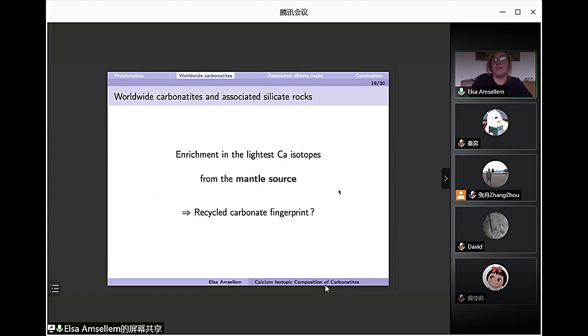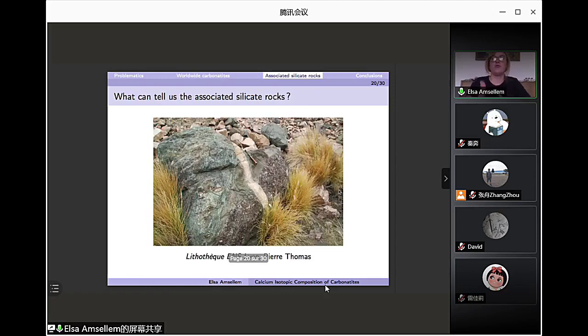And this could be related to recycled carbonate fingerprint. But in order to go further, we try to analyze also associated silicate rocks, because associated silicate rocks to the carbonatites, for most of them, come from the same source. So if we also study the associated silicate rocks, we can have a better understanding and better insights of the mantle source. So this is just an image of a carbonatite dike in a silicate rock.